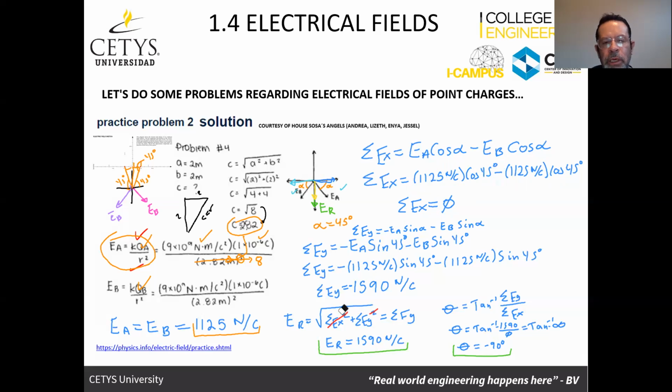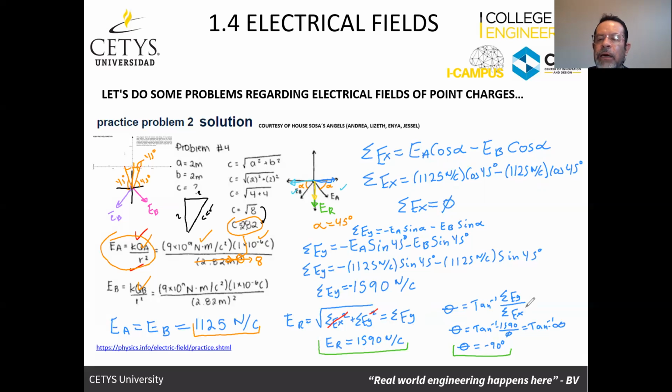Once we do that, we calculate the resultant electrical field. And the thing here with the resultant electrical field is that since the electrical field in X is going to be 0, the resultant electrical field that we're going to have is actually going to be the electrical field in Y, which is the 1,590 newtons divided by Coulomb.